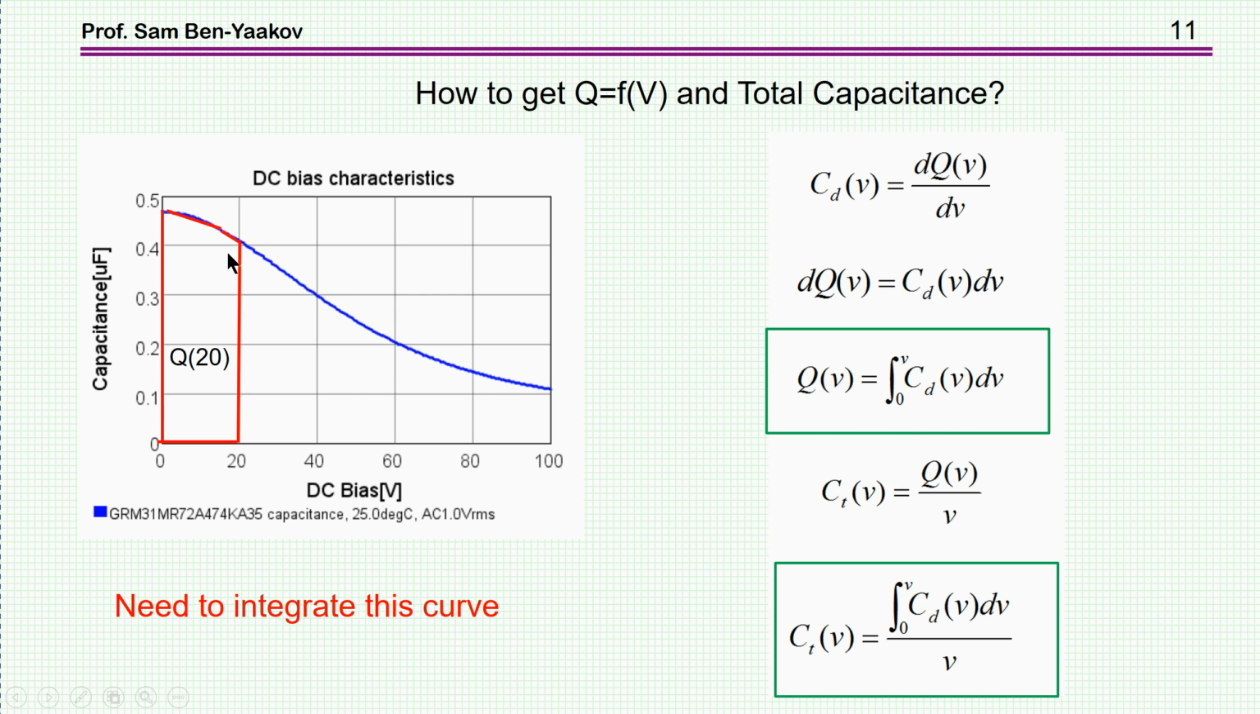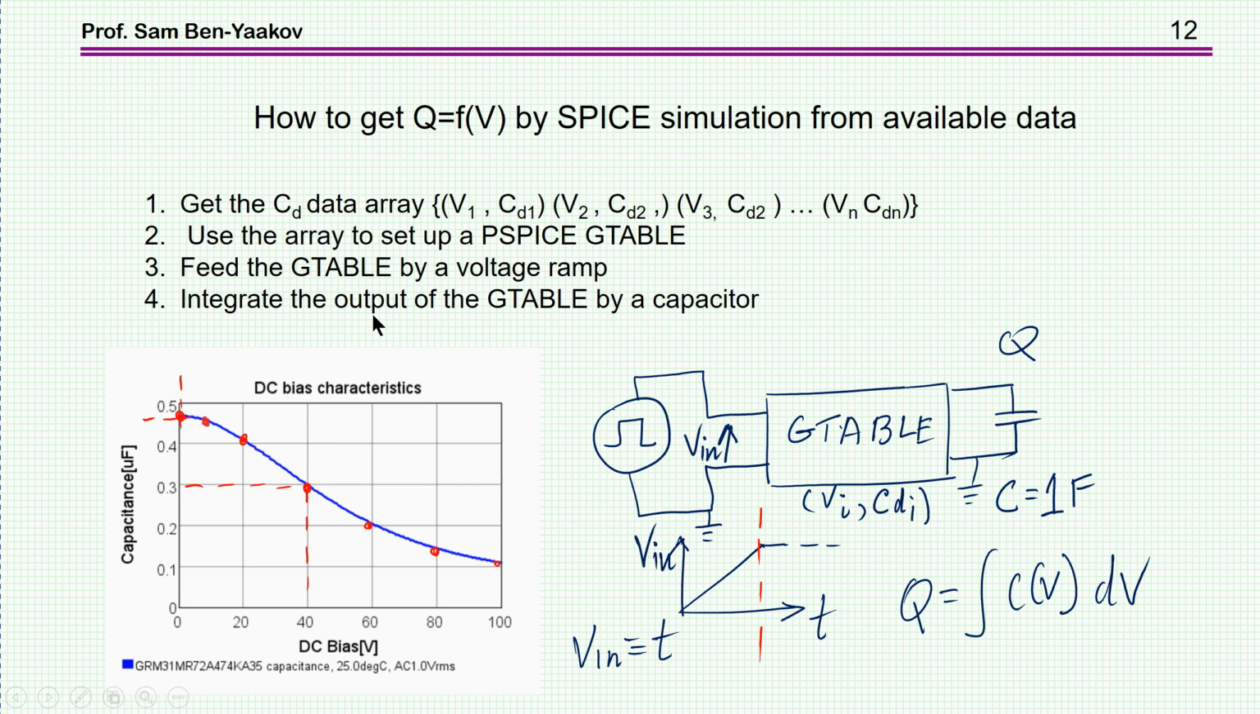For example, the red area here will be the charge for 20 volts. So this is one point in this function: voltage is 20 and charge is this area. And of course, we can do it for all other areas. We'll see how we can do it in a more mechanized way later on. Now, once you have the charge, you can get the total capacitance by just dividing the charge by the voltage.